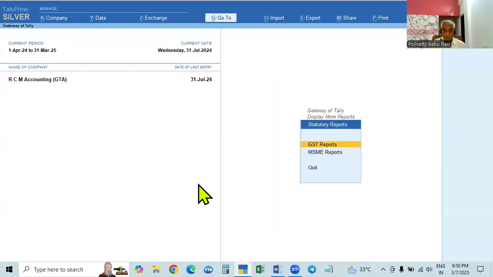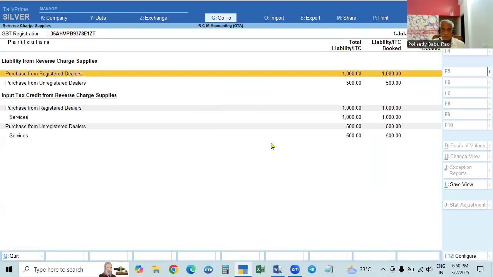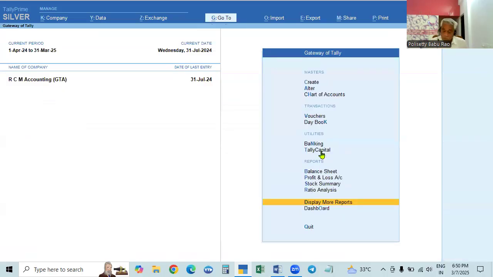And here we go to other reports. In the other reports, all this liability and ITC is booked already. Now what we have to do is, this month we completed everything, and then in the next month, the 20th is the last date for filing GSTR-3B. GSTR-1 we will file on the 11th. That is only for showing the liability of sales. So sales only will be disclosed, and this ITC and everything will be disclosed in GSTR-3B.